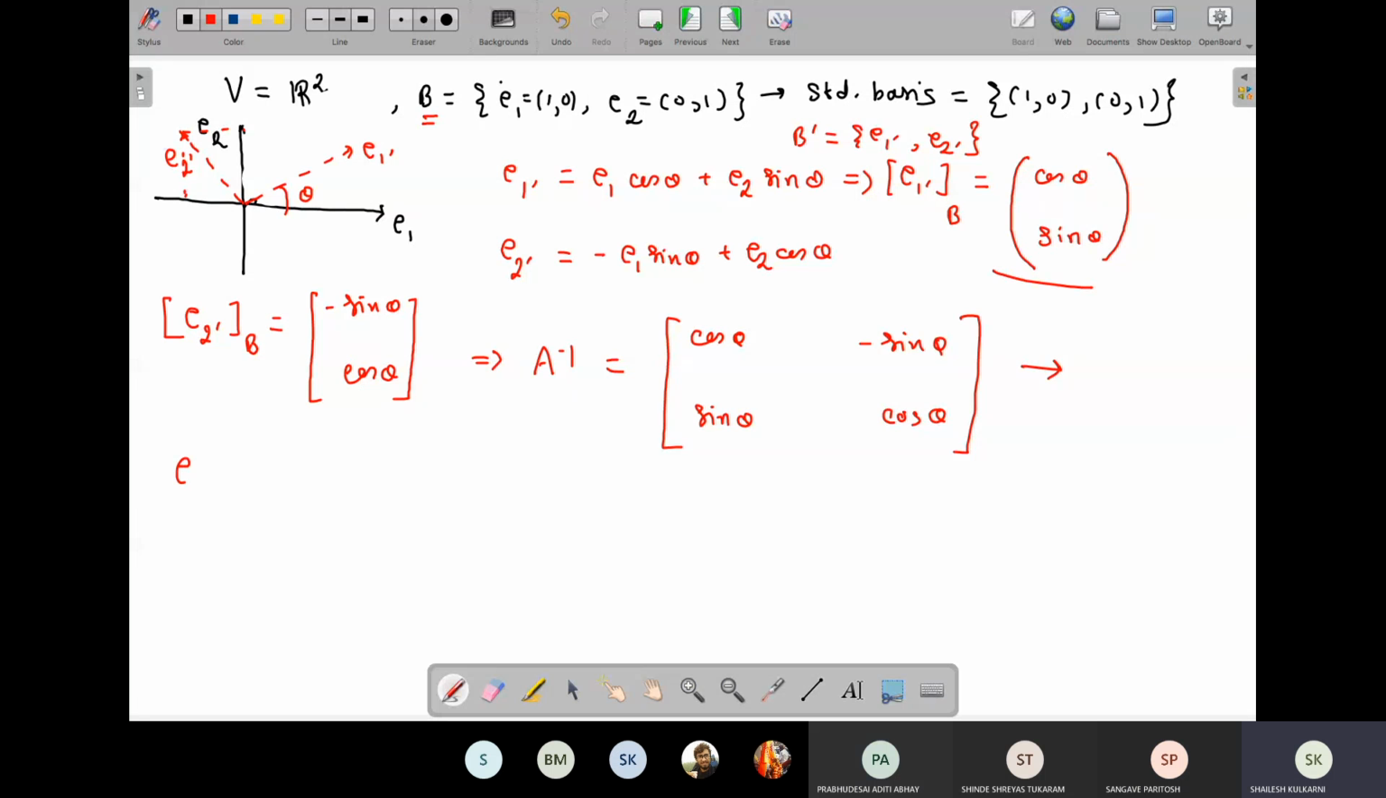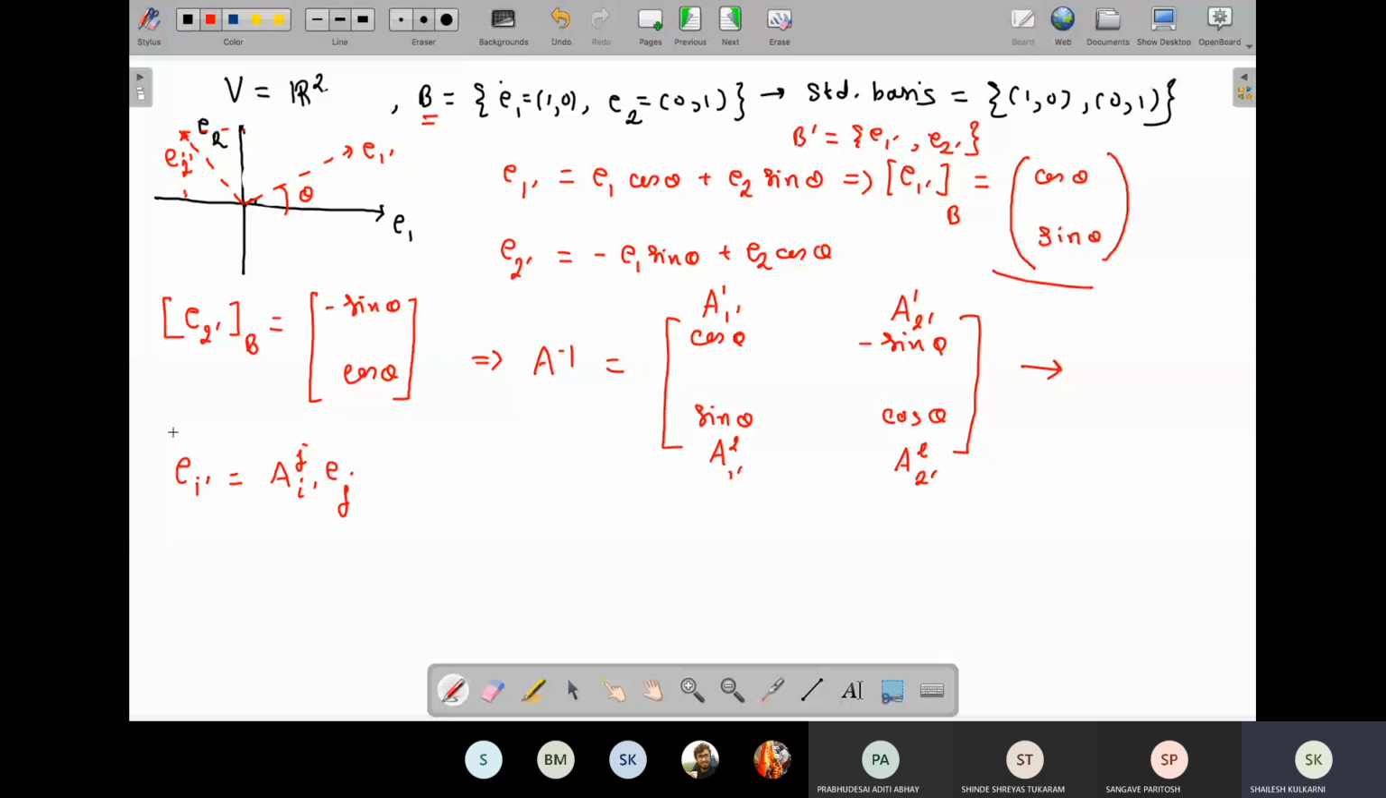So I have the relation e_i prime equal to A_i'j e_j. From this you can get your A11 prime, this will be your A12 prime, this will be your A21 prime, and this will be your A22 prime. Clear?